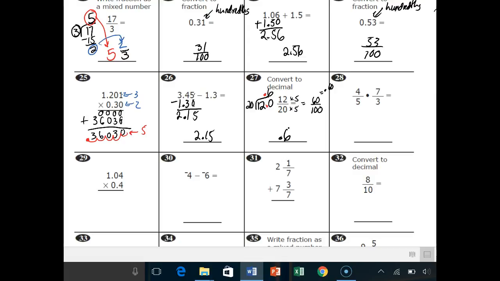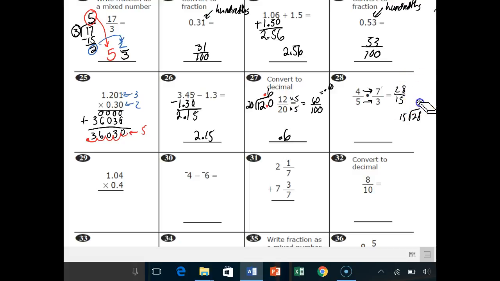Number 28, always make sure you can't cross cancel, so I cannot cross cancel here. So I just multiply straight across. I get 28 over 15. This is not okay, this is improper. So let's see how many times I get 15 going into 28. It goes in there one time.